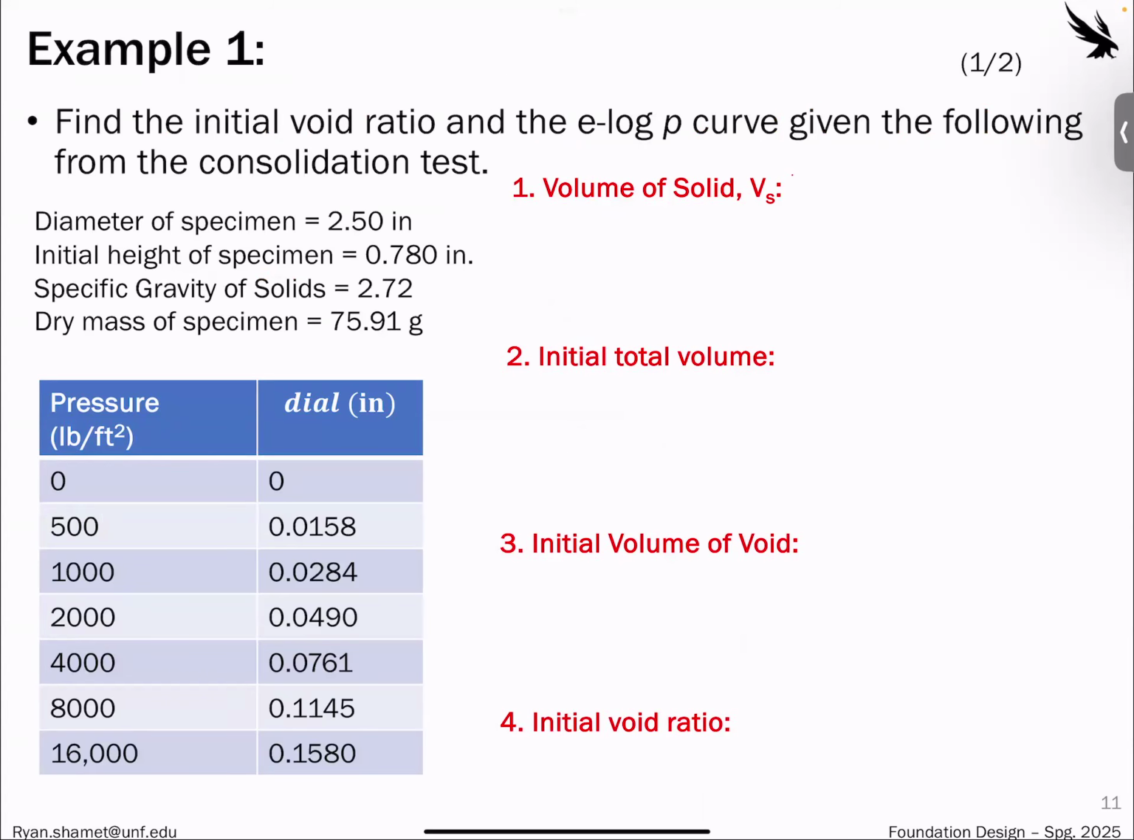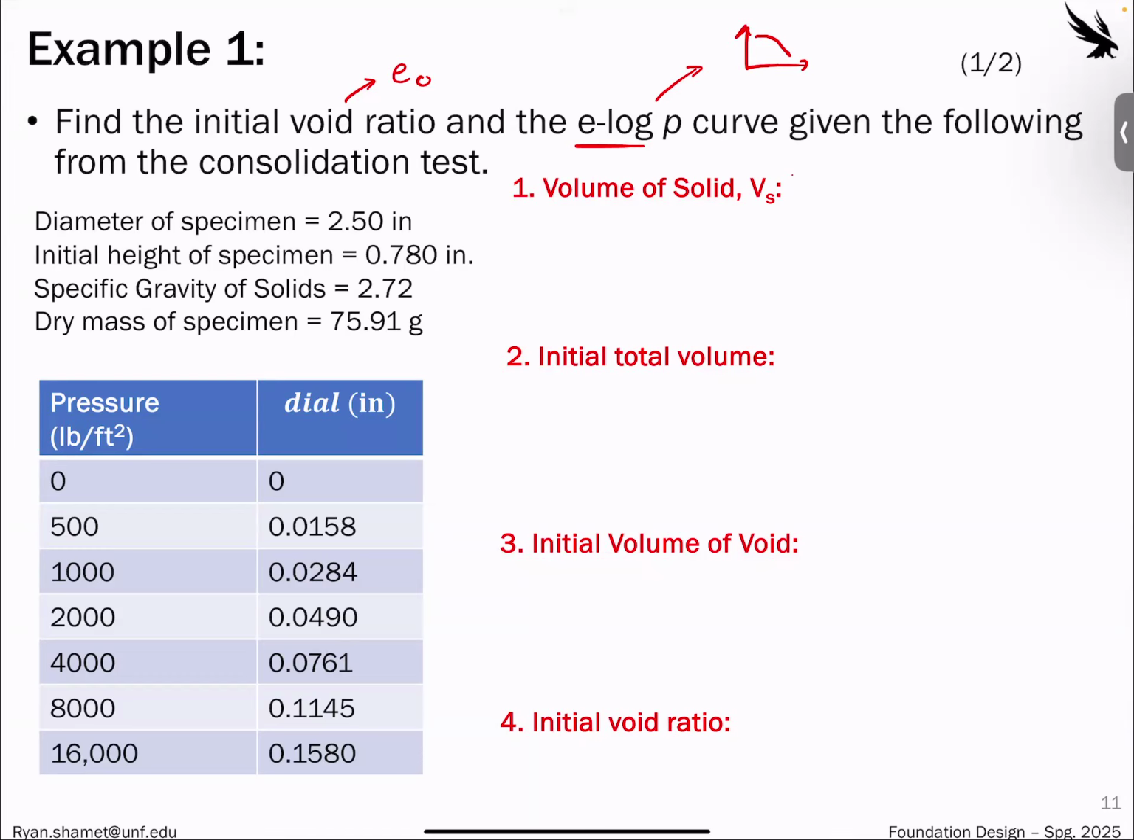All right, let's look at an example problem for a void ratio, like a pressure plot. So let's find the initial void ratio, and then we're going to plot the e-log p curve, so the pressure, the consolidation curve. So initial void ratio, this is our e naught. And then this whole curve, that's going to be that cool thing that looks like this.